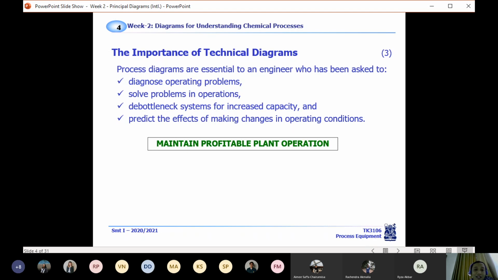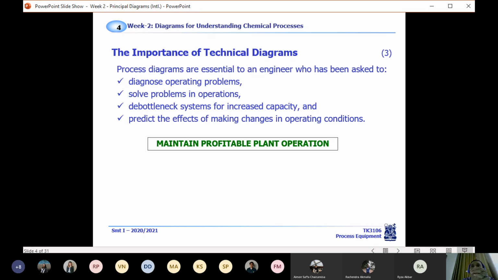So again, by understanding the technical diagram, you can maintain the profitability of your plant operation, because you understand very well and very easily by using the technical diagram. As you know from the picture that I gave you last week, a picture of a chemical plant, an industrial plant, is usually very complex. But when you move to the process diagram, it is much easier to understand the process.